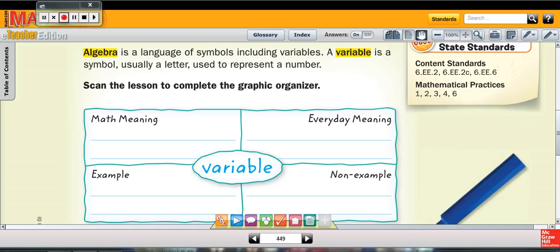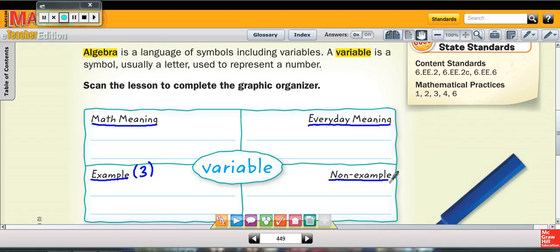I want in the first box, the math meaning, should be the mathematical definition, okay, in student-friendly terms. Okay? Everyday meaning, what does variable mean in the real world? Okay, outside of math, what does that word variable mean? You might even think about science there. I want you to give some examples. I want you to give me 3 examples of variables.